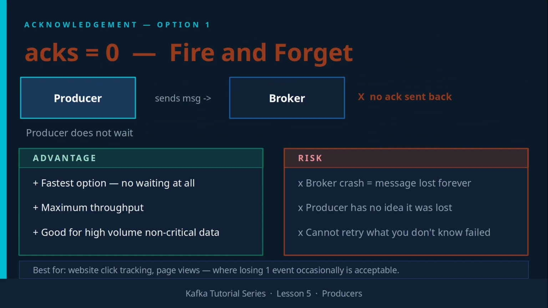ACKs equals 0 means fire and forget. The producer sends the message and does not wait for any confirmation at all. Fastest option, no waiting, maximum throughput. But also riskiest. If the broker crashes before storing the message, it is gone forever and the producer has no idea. Use this only for non-critical data like website click tracking, where losing the occasional event does not matter.